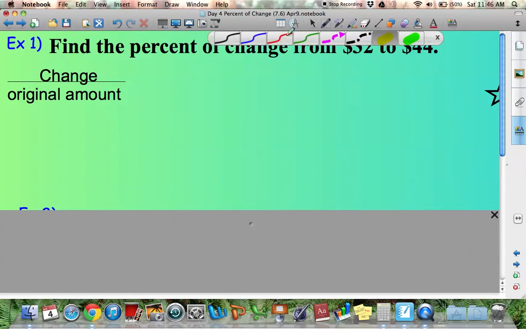Okay, so in these types of problems, order really matters. When it says 32 first, this is where we're starting. So I'm going to make a note to myself that this is the starting amount, or the original amount. You should do this as well in your notes. Then they list 44 next, which means this is the ending amount. So again, you should be writing this in your notebooks as well. 32 is our start, and 44 is the end.